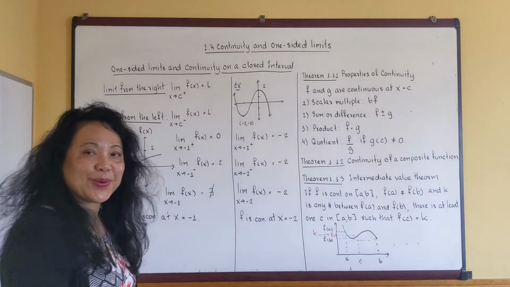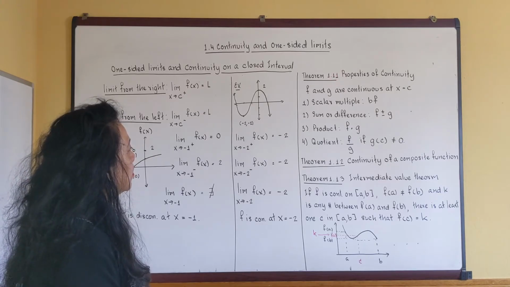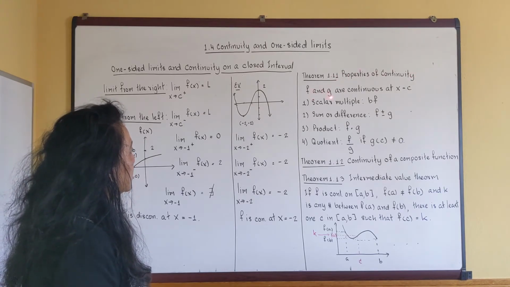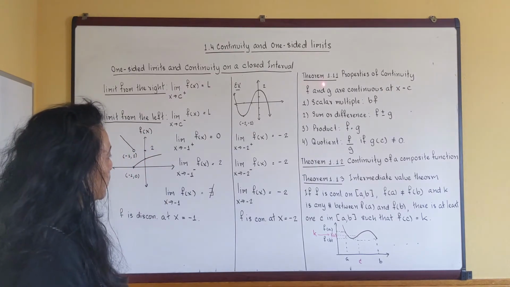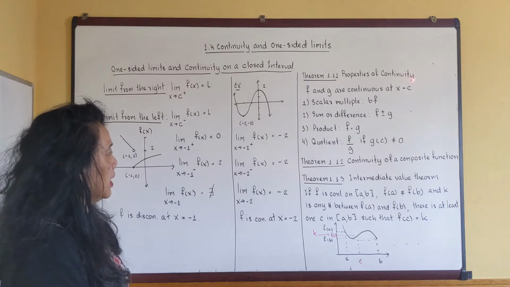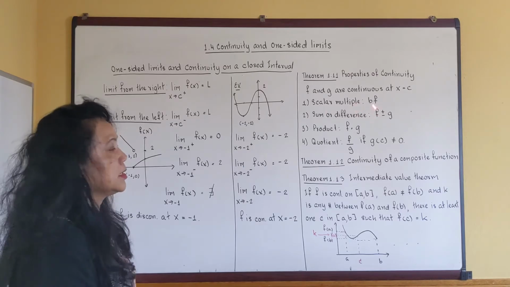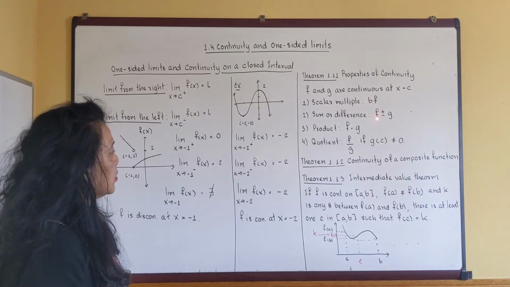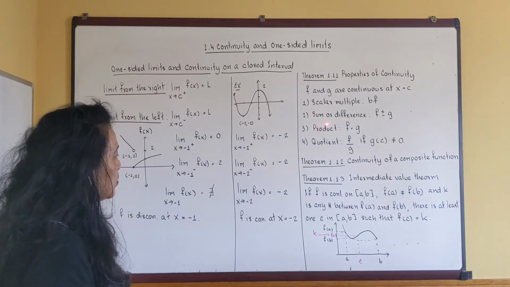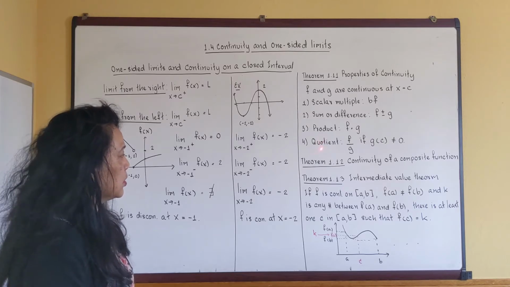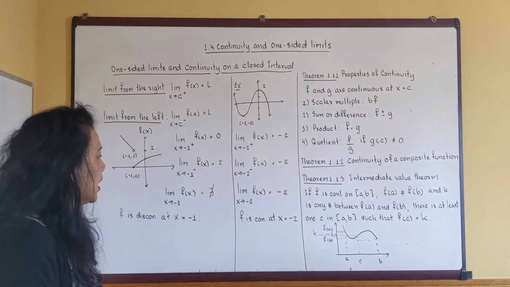Next is our theorem. Theorem 1.11 is called the property of continuity. f and g are continuous at x equal to c. So if you have two functions and they are both continuous at x equal to c, you multiply by a scalar, b is my scalar here, it is still continuous. If you add the two continuous functions or subtract, it's going to be continuous. Same as product, same as quotient. However, the denominator function cannot be 0.